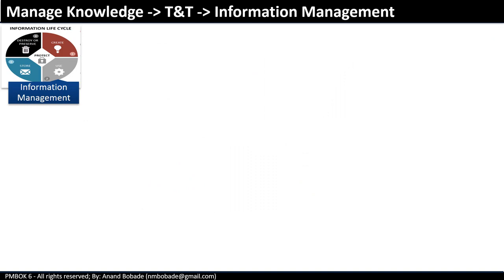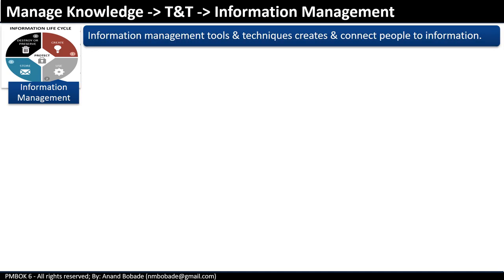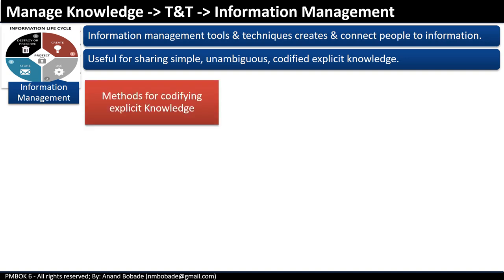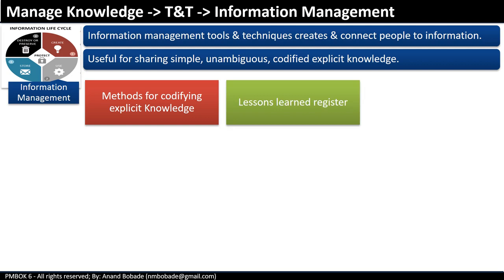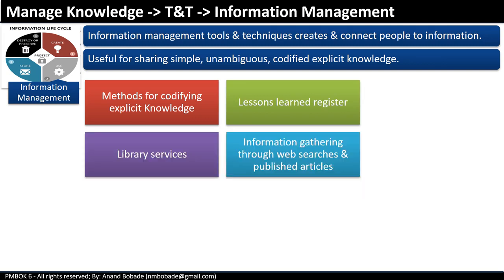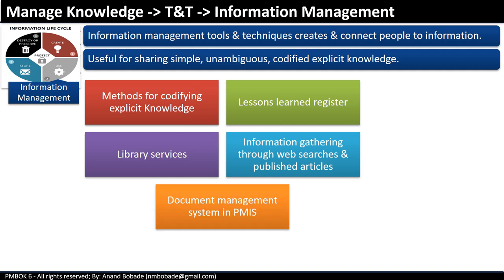Information management. Information management tools and techniques create and connect people to information. They are useful for sharing simple, unambiguous and confidential explicit knowledge. For example, methods for codifying explicit knowledge, that is how to produce lessons learned entries for the lessons learned register, the lessons learned register itself, library services, information gathering through web searches, reading published articles, blogs, etc. Document management systems in the project management information system.